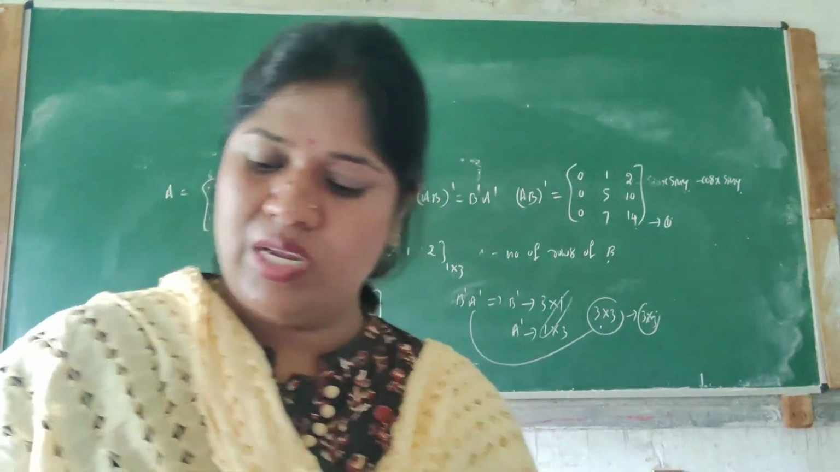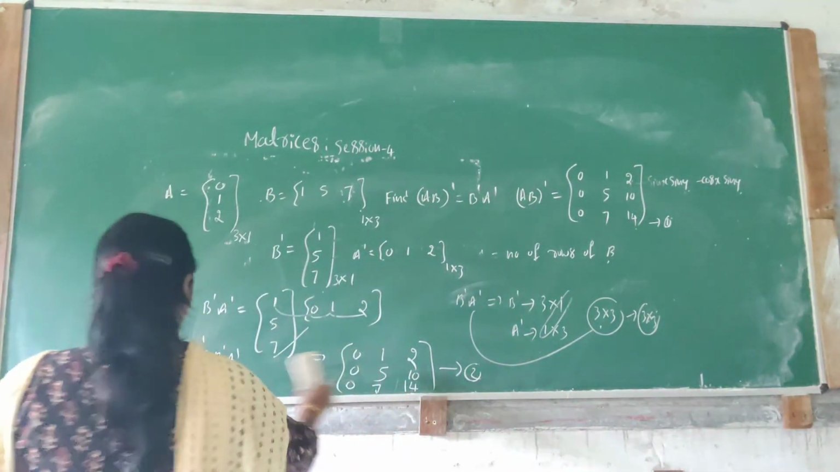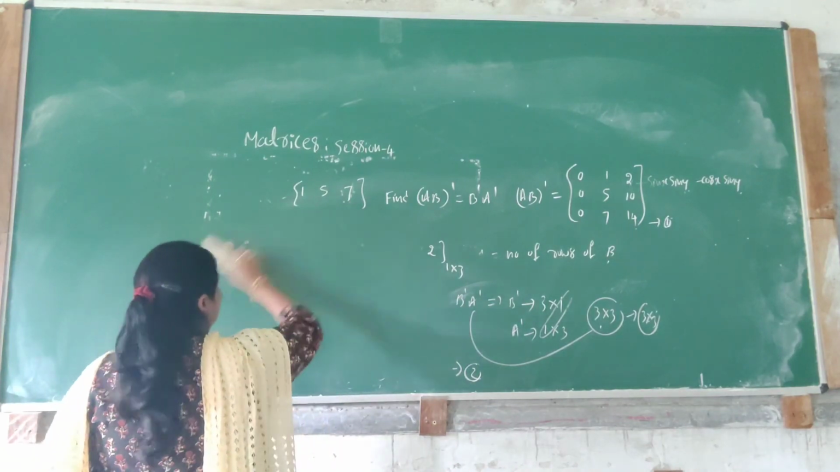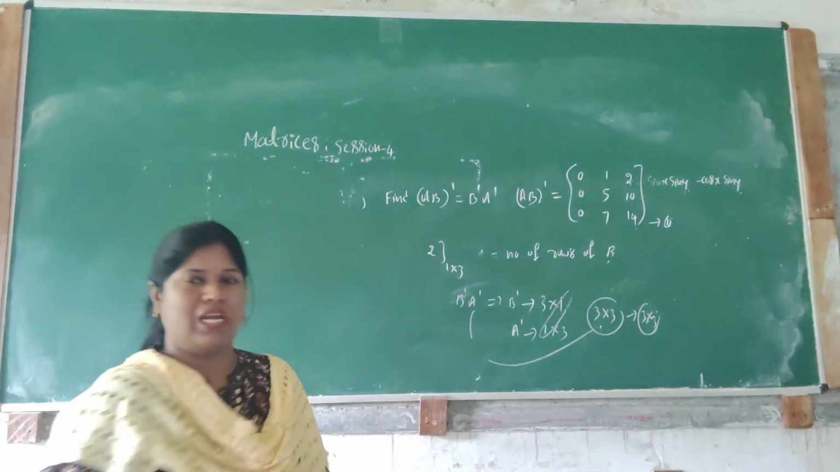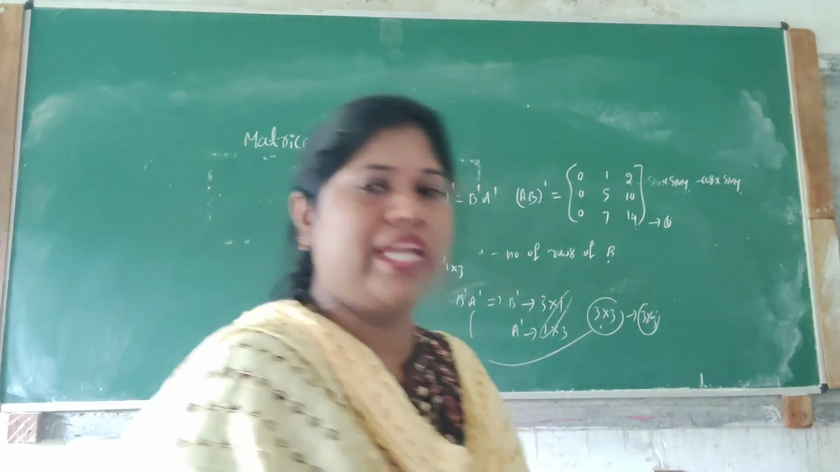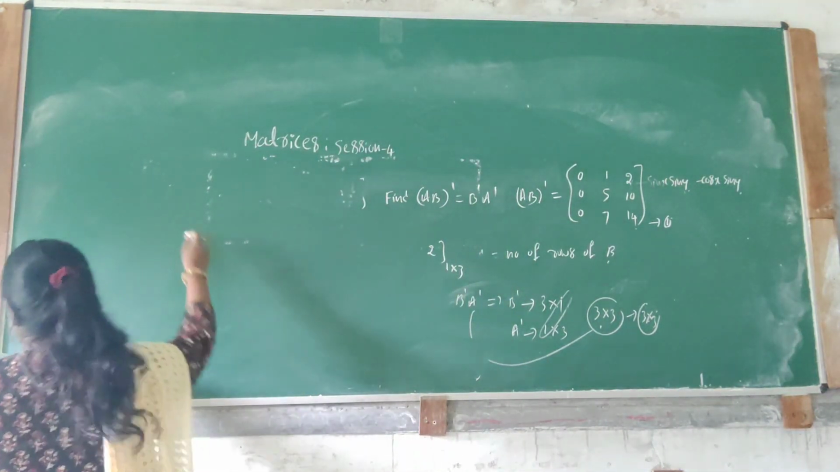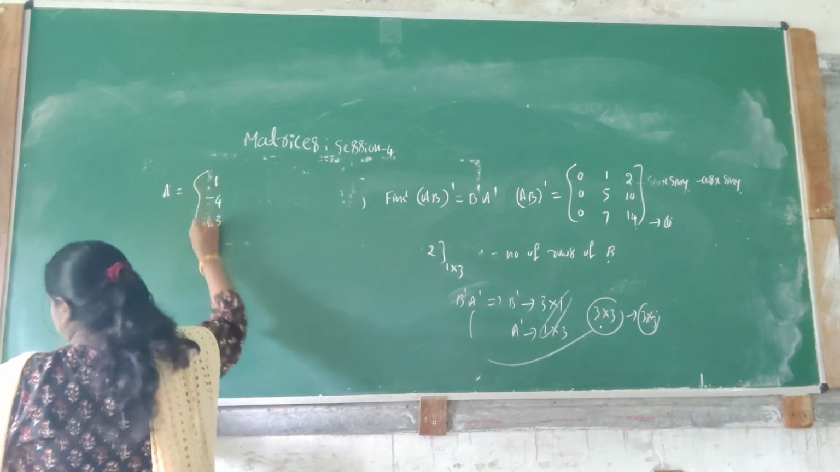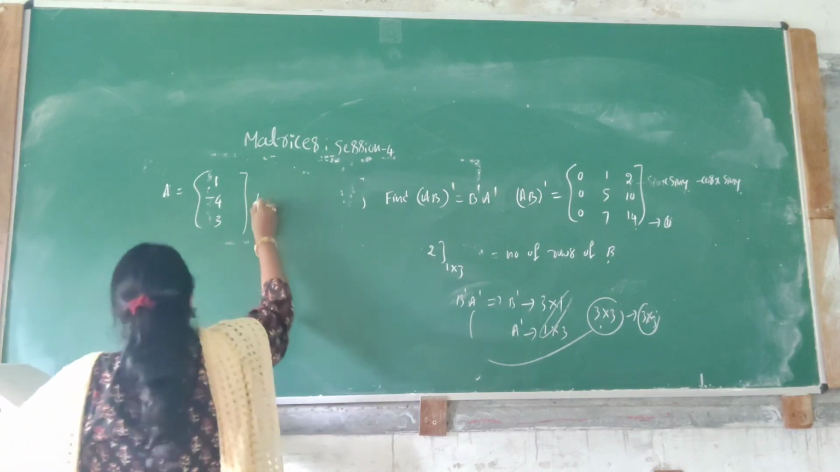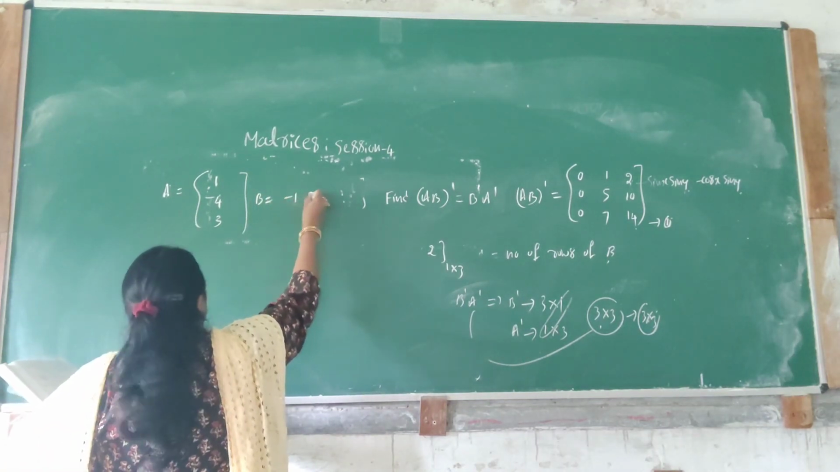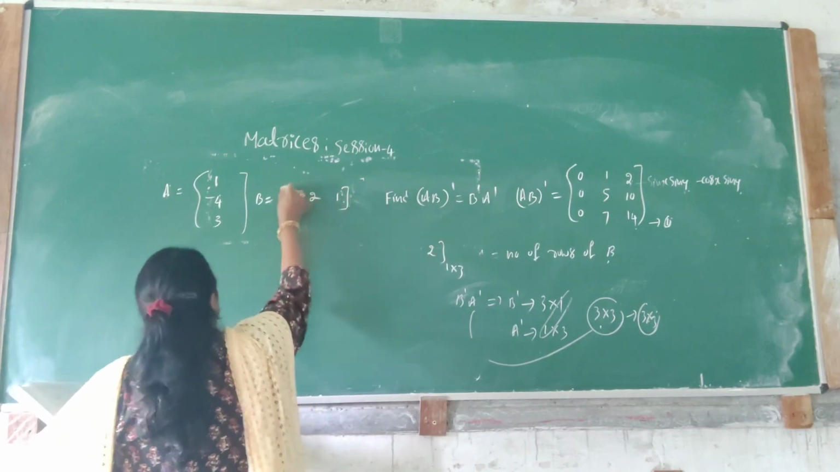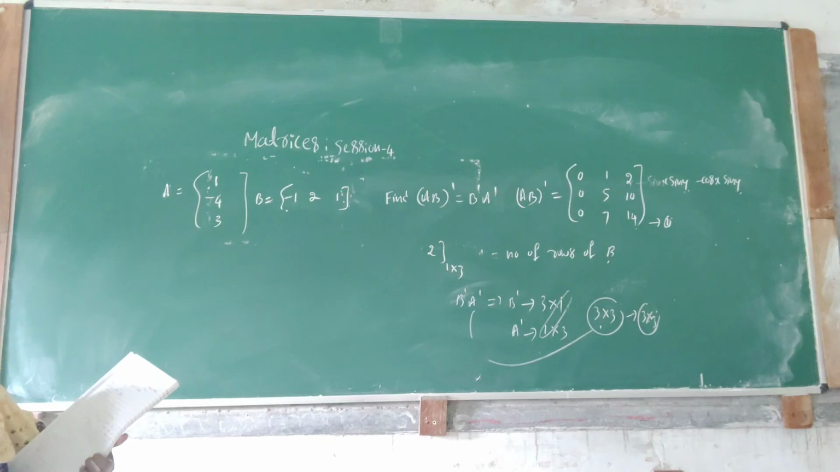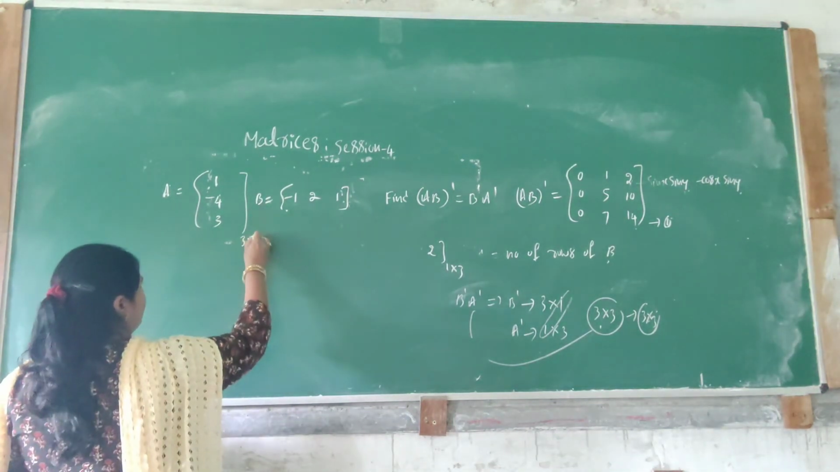Similar problems we will discuss. You have to try it at home. Tomorrow I will do the same problem. I'll give an example. You have to try it. Homework: B is equal to [-1, 2, 1]. A is equal to [1, -4, 3]. So this is of order 3 cross 1.